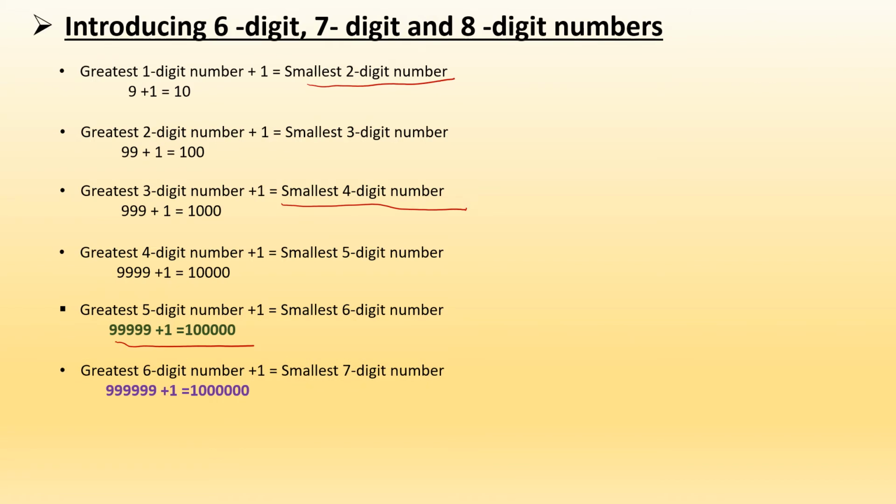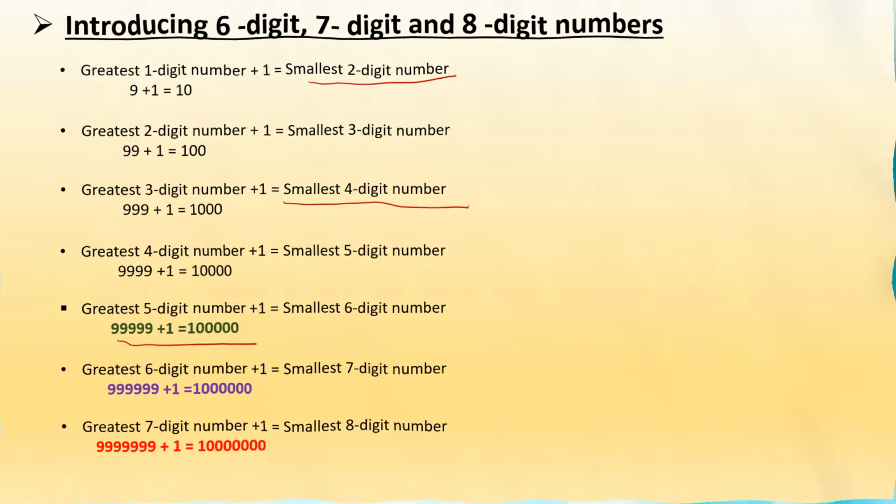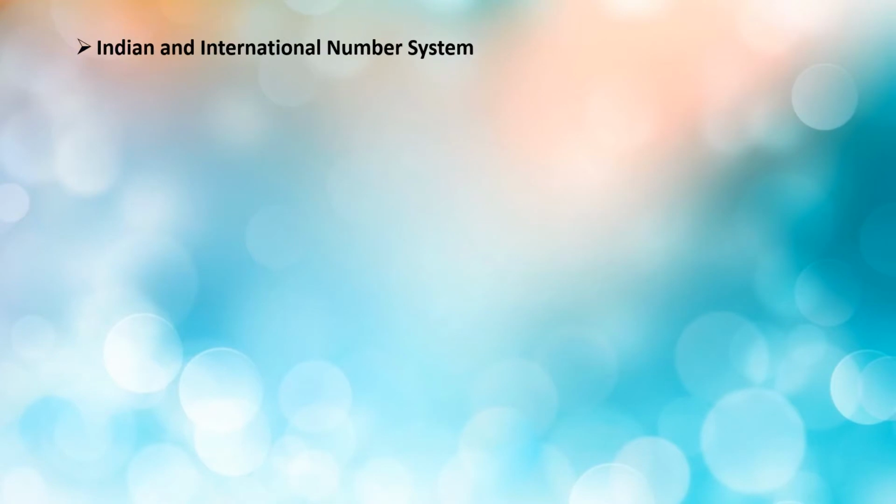The greatest 6-digit number plus 1 will give you the smallest 7-digit number. The greatest 7-digit number plus 1 will give you the smallest 8-digit number. Okay, so all this you may already be aware of. So let us look into the two different types of number system. There are mainly two methods to express a number, the Indian system and the international system.